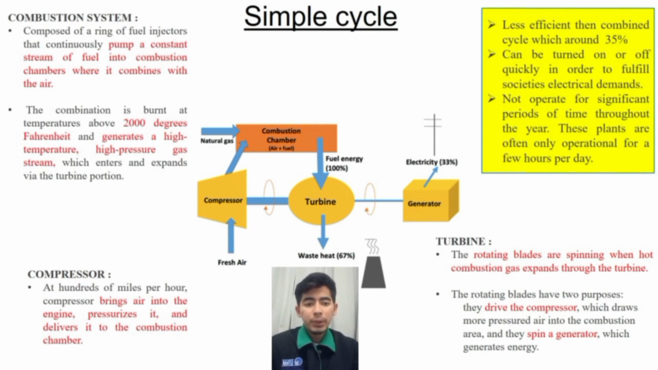The rotating blades spin when hot combustion gas expands through the turbine, and the rotating blades have two purposes, which are to drive the compressor, which draws more pressurized air into the combustion area, and to spin a generator to generate energy. The characteristic of simple cycle is that it is less efficient than combined cycle, at around 35%. Then it can be turned on or off quickly in order to fulfill society's electrical demand. And lastly, it does not operate for a significant period, and these plants are often only operational for a few hours per day.